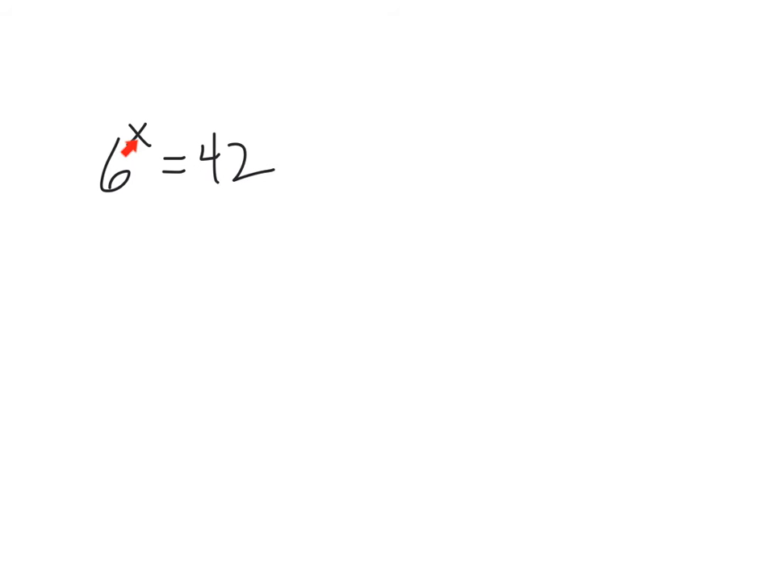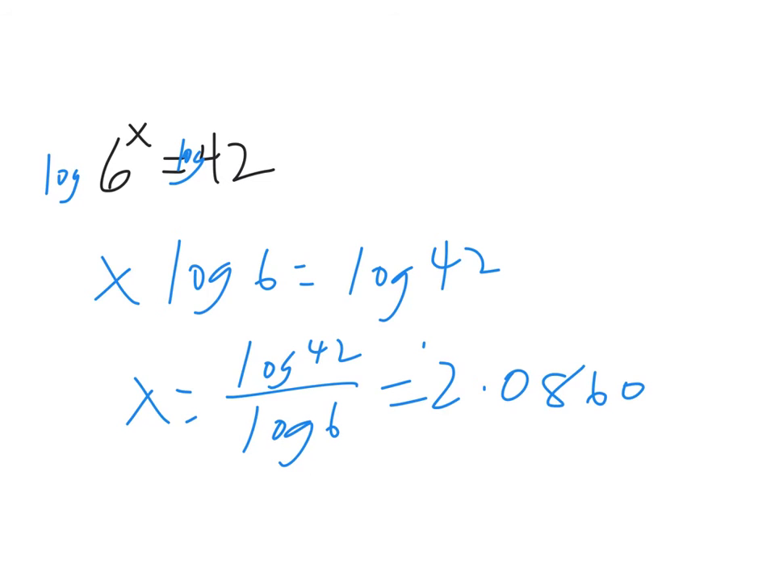1, 2, 3. Why 2 and 3? Because 6 squared is 36, and 6 to the third is 216. So I expect this to be between 2 and 3. Now since 6 squared is 36, it's probably going to be really close to 2, because 42 is not that far away from 36. As you enter into a problem like that, you should have a ballpark idea of what kind of number you should be looking for so you can check the reasonability of your answer. Log of both sides, you're good to go. How many had that?